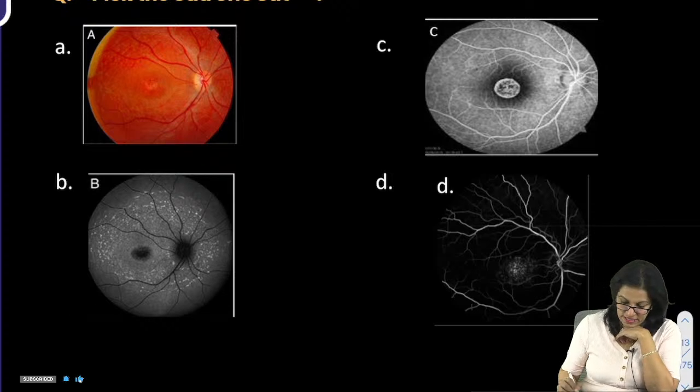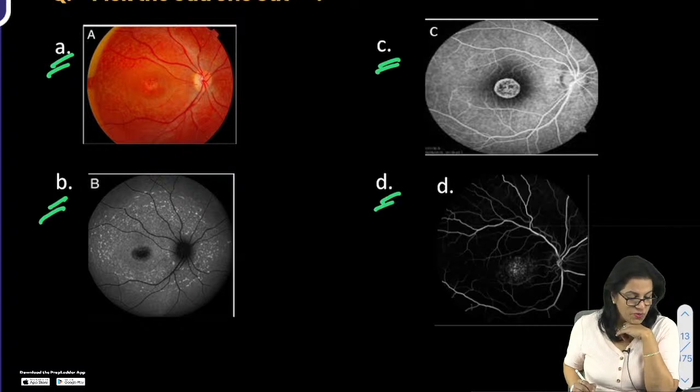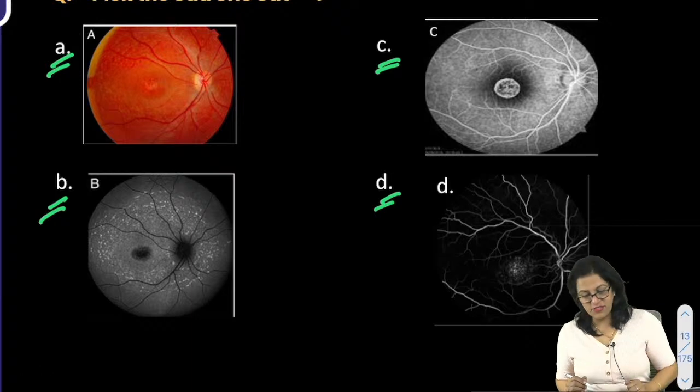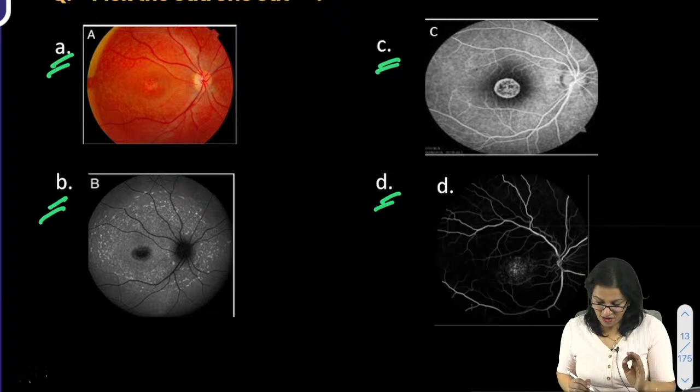Is B this one, or is B this one? This is B, this is A, this is C, this is D. I think G2 is correct and Vikram has answered correctly. Arush has also answered correctly. Yes, very good. So it is C which is the odd one out.